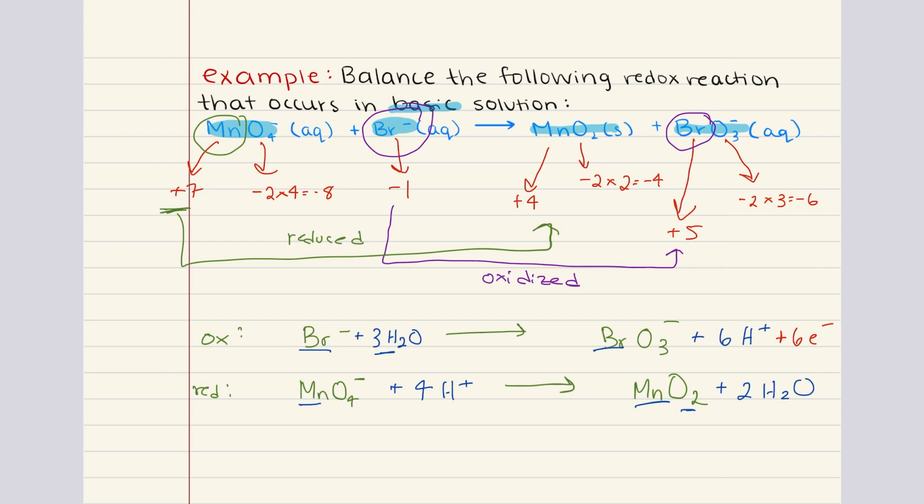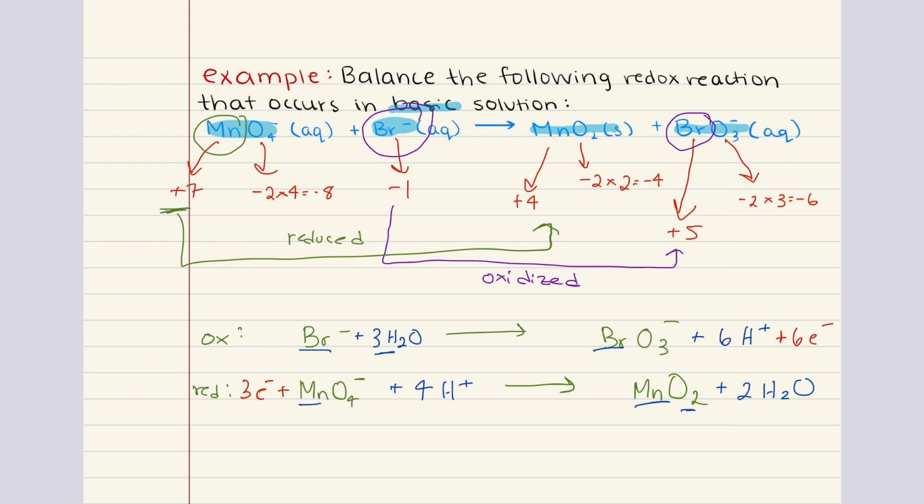Let's do our reduction half reaction. On the reactant side, we have a total charge of 3+. On the product side, it's completely neutral. So to make sure both sides are balanced, we're going to add 3 electrons to the reactant side.